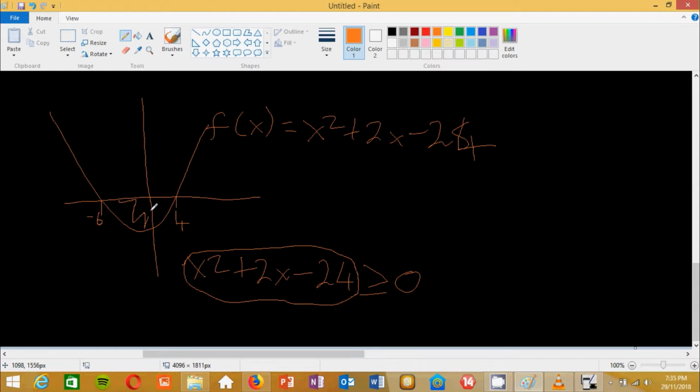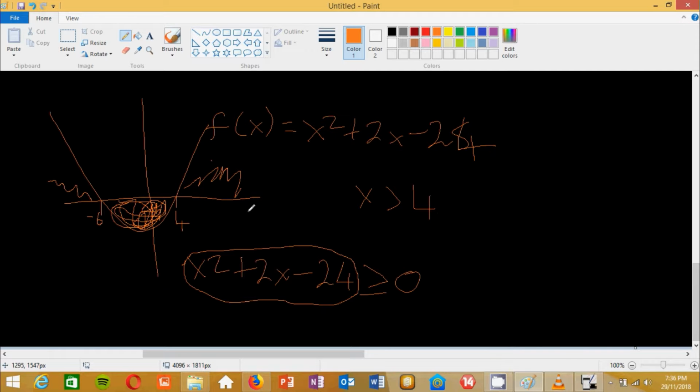This region here is not a solution, because in this region the graph is less than 0. The y-coordinates of the graph are less than 0. But if you look at this region here, all the x values that you pick have y-coordinates which are greater than 0. Same applies in this region. All the x values that you pick here have y-coordinates which are greater than 0. So common sense would then tell you that the first solution is x greater than 4.